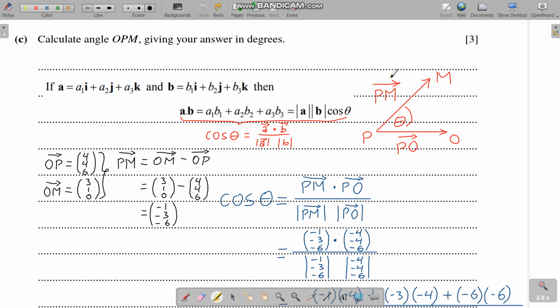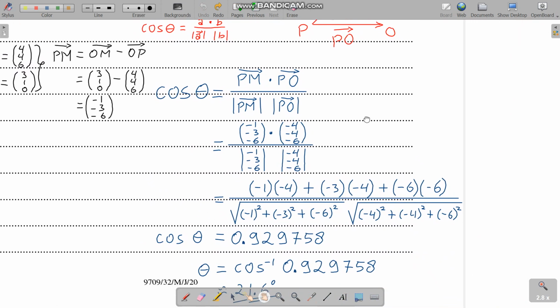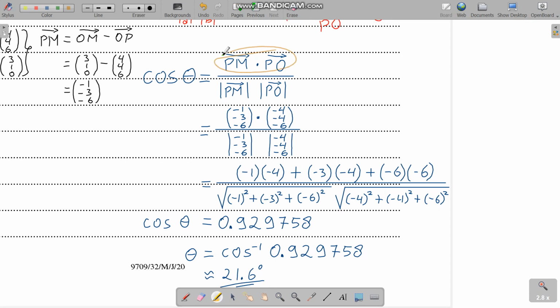We have the point P and we have the point M before. So if we're finding PM, there will be M minus P basically. So this minus this, we get the vector PM. For PO, vector PO is just minus OP, so minus this, so minus 4, minus 4, minus 6. That's PO. Okay, we have PM, PO, you apply the formula: the dot product of the vectors over the product of the magnitudes. To find the dot product, we do 1 times minus 4, minus 3 times minus 4, and minus 6 times minus 6. That's how we do the dot product.